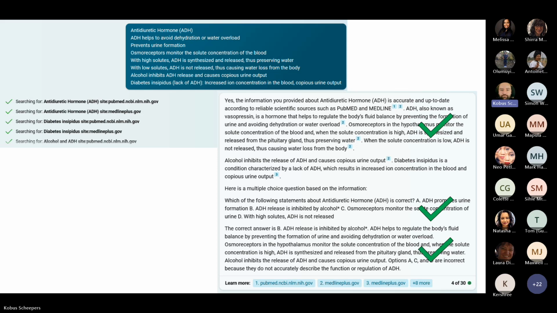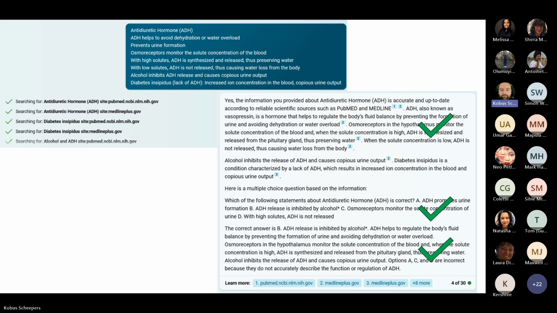GPT-4, as I said, understood these prompts the best of all of these. And I gave it some information about a medical topic, in this case, a hormone. It said, yes, the information is correct. We can see here it searched recognized scientific sources for that information. And it then created a multiple choice question based on the information. Now, this multiple choice question was quite basic.